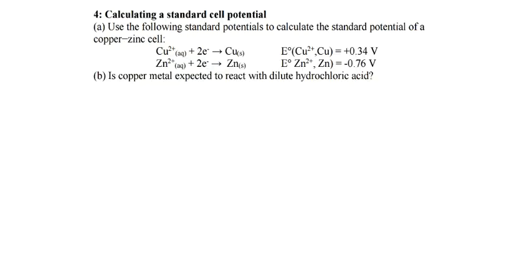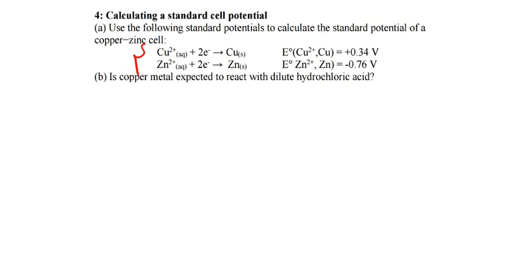Question 4. We are told, using the following standard potentials, calculate the standard potential of the copper zinc cell. We've done this question numerous times now. You should now have the courage to be able to answer it. Okay, so look at the values. Which one should we reverse? Is it the zinc one or the copper one? Based on the value, which one do you think is lower between the two? So the lower value there is the one for zinc.